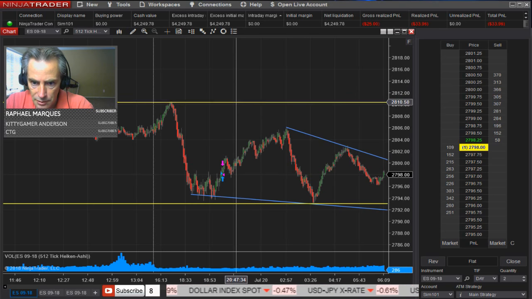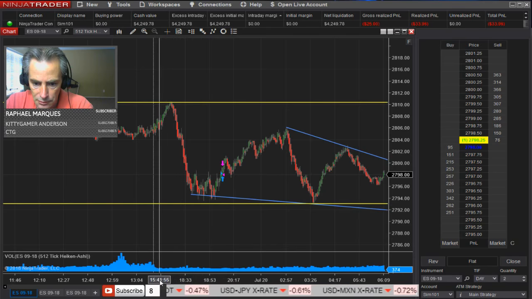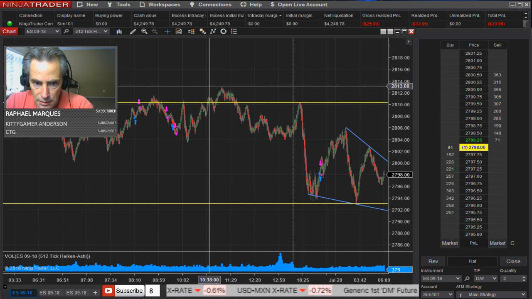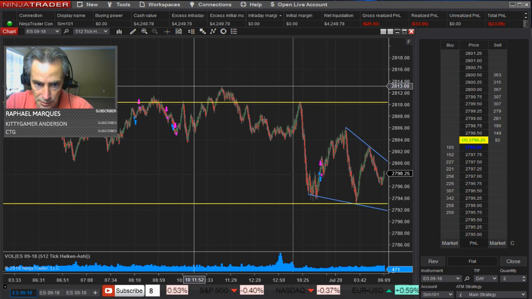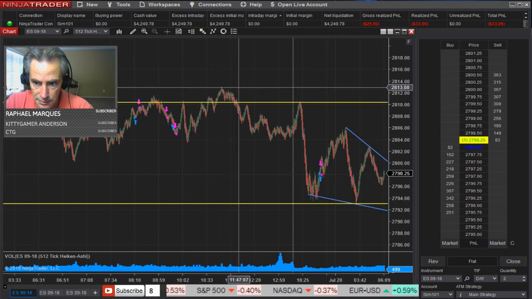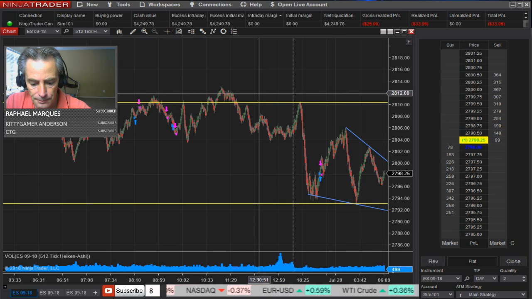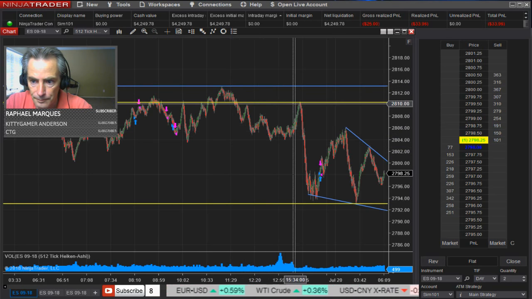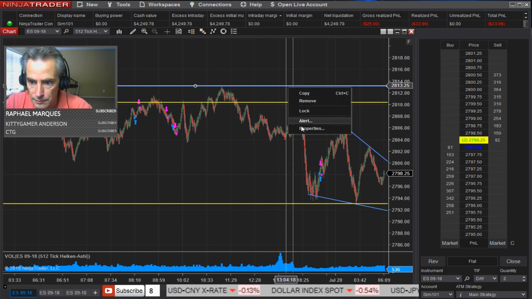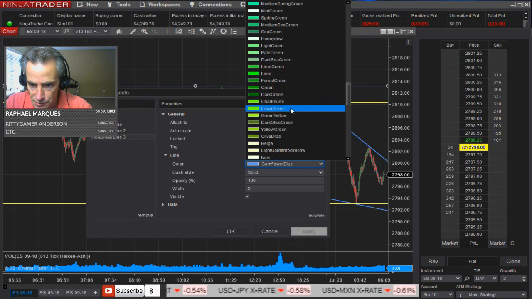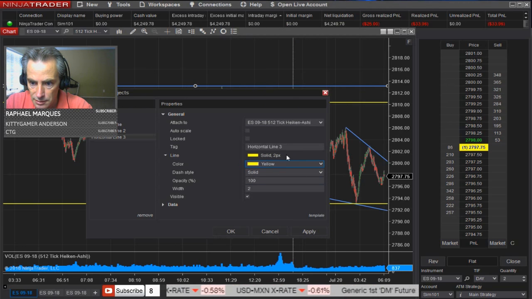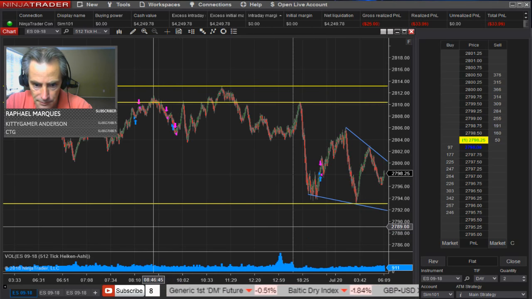Alright, so we got your overnight high marked, our overnight low. We will go ahead and mark this here. This is a pretty good support area also, since it triple topped here. Go ahead and mark that. You can use whatever color you want. I use yellow just because it sticks out, but for your resistance and your support, I would probably use all the same color.